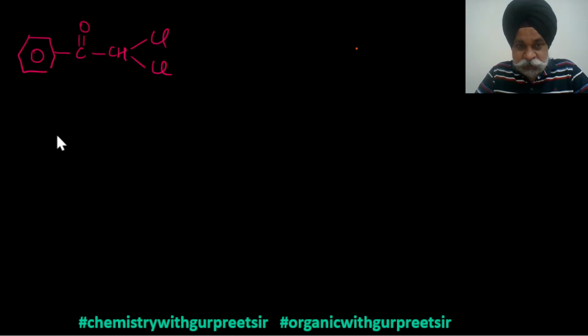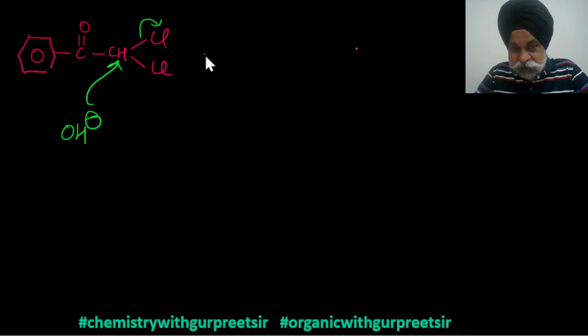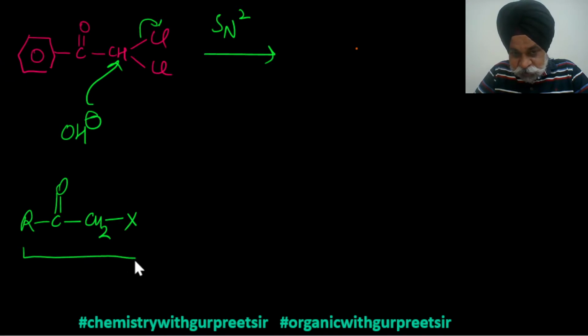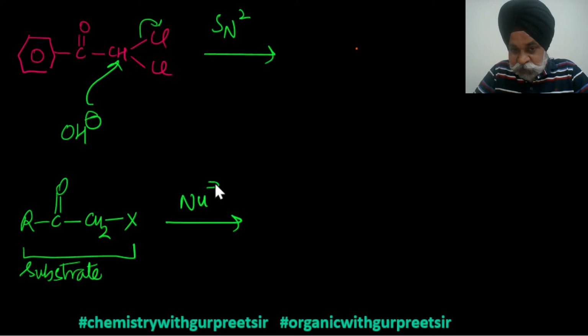So what we will go for is attacking first onto this carbon, and this would throw out the halide. This in a way is a type of substitution which we call SN2. This is nucleophilic substitution, SN2. So always make it a point that when you have a halogen attached onto the carbon next to the carbonyl group, this type of substrate is very ideal for SN2 type of substitution.